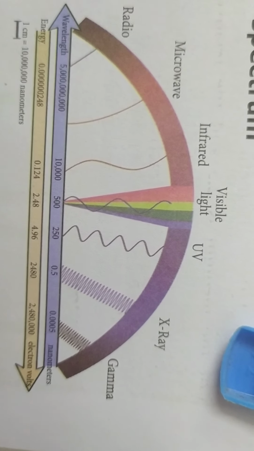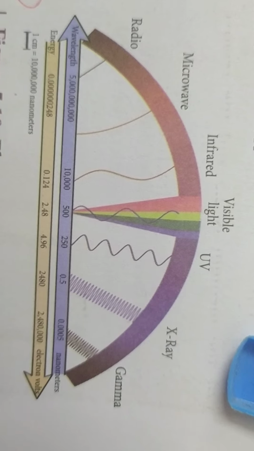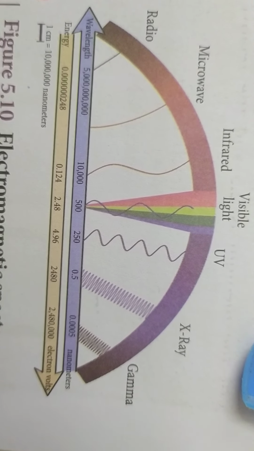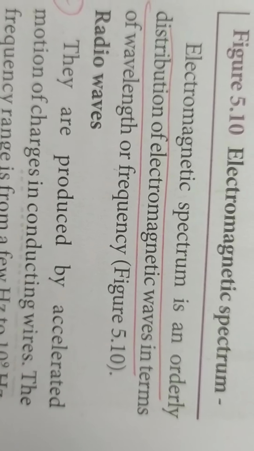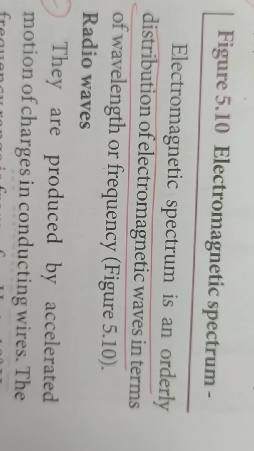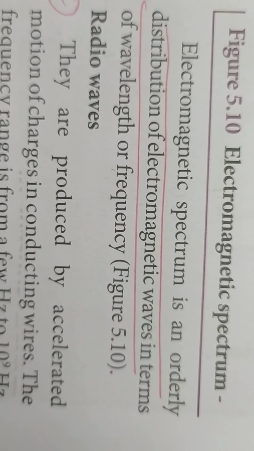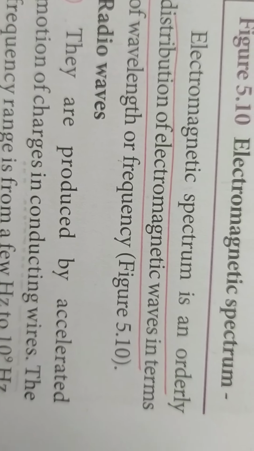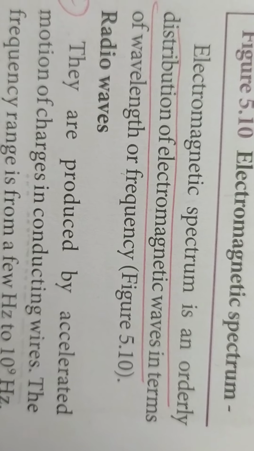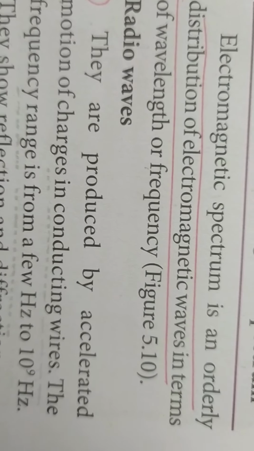Among the 7 waves we can see only visible light, and the other waves are not visible to our eyes. And first, what is the electromagnetic spectrum? It is an orderly distribution of electromagnetic waves in terms of wavelength or frequency. So we are arranging them according to their wavelength or frequency.